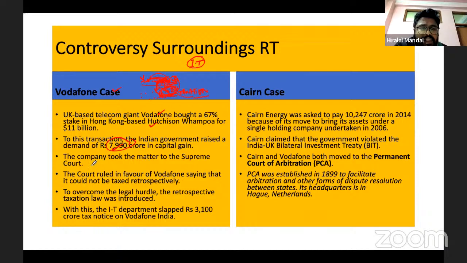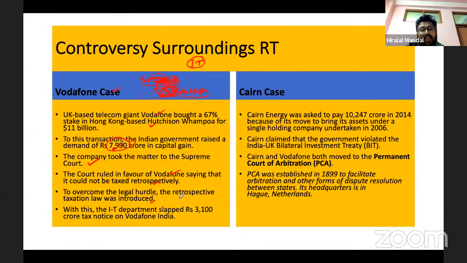The matter reached the Supreme Court, and the Supreme Court gave the verdict in favor of Vodafone, saying that it could not be taxed retrospectively. Right. So that was going on. In fact, it was challenged in the international court also. All right, and that gave a bad name to India, and most importantly, the investors shied away from making investment in the country after that.